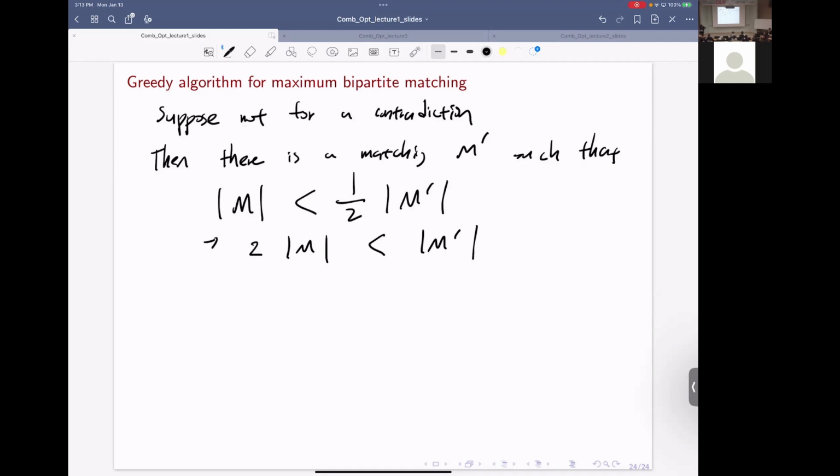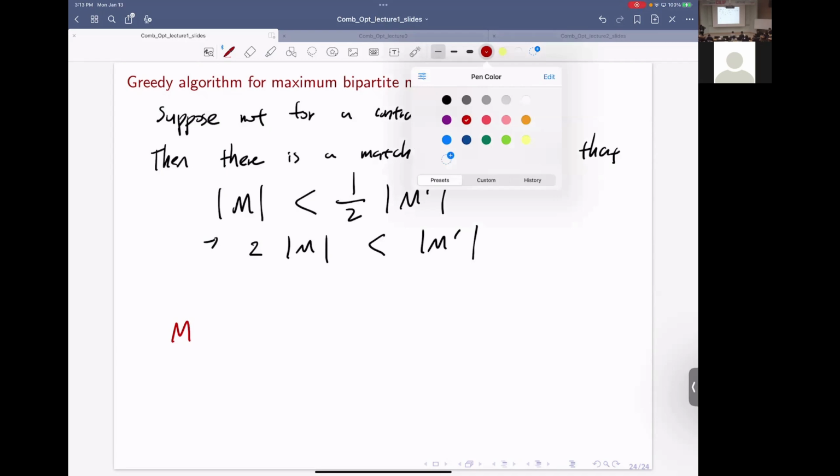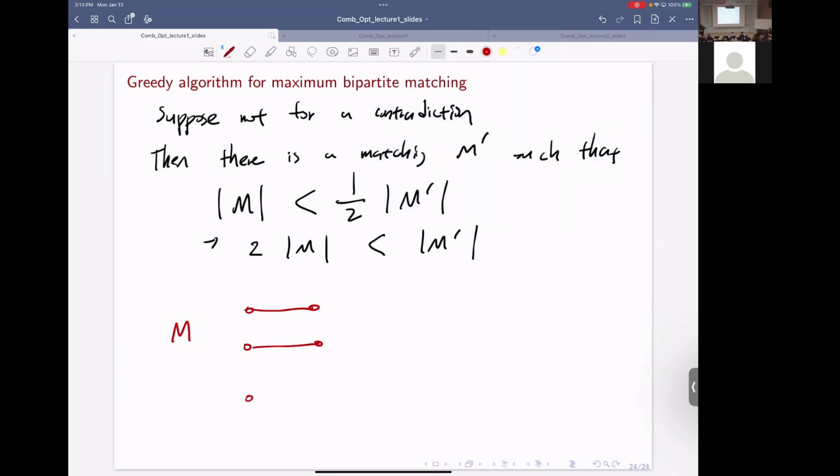Let me enumerate edges in M. I have M, and I have 2M vertices covered by the edges in M. And in particular, M prime has more edges than 2M. Right? So what I do is the following. Now I'm going to look at the edges from M prime. It can be something like this or this, or you can even include the same edge from M.